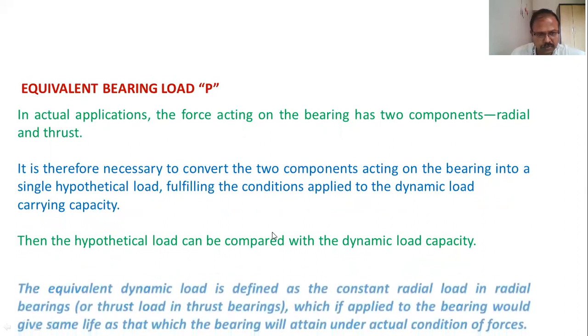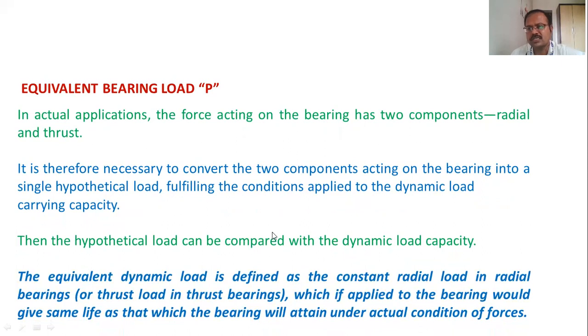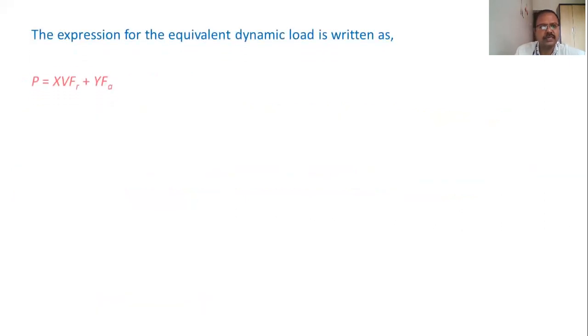Then this hypothetical load P, the equivalent dynamic load, is defined as the constant radial load which, if applied to the bearing, would give the same life as the bearing will attain under the actual condition of forces. So the equivalent bearing load is the conversion of the combined radial and thrust load into an equivalent constant radial load, which will give us the same life. That equivalent bearing load will be calculated using this expression: P is equal to XVFr plus YFa.